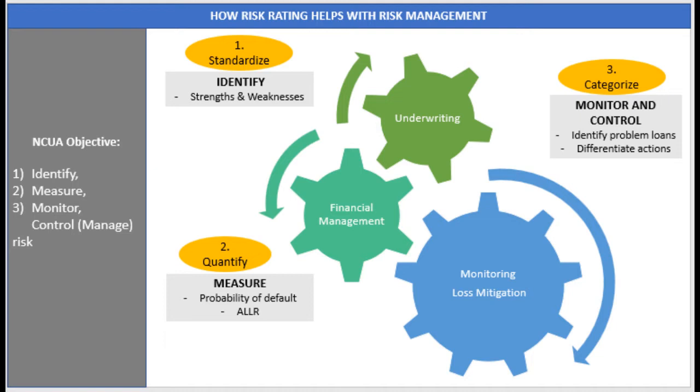Second, it quantifies the risk so we can measure it. It can help us estimate probability of default, which in turn helps us estimate losses that could be the basis for loan loss reserves. Third, credit risk rating systems categorize loans based on their risk. Different action steps can be determined depending on risk category, such as identifying problem loans that require more focus during monitoring or could trigger proactive reach out to the borrower.